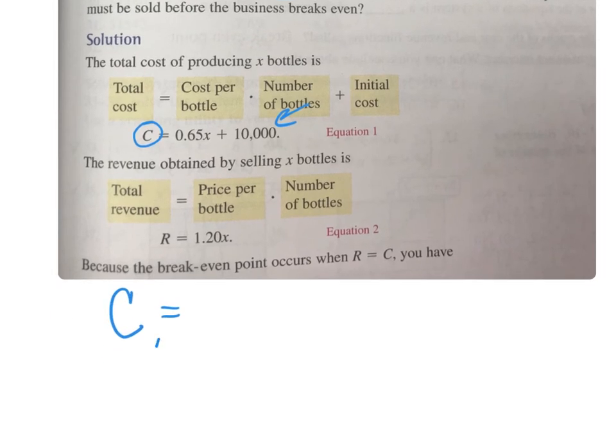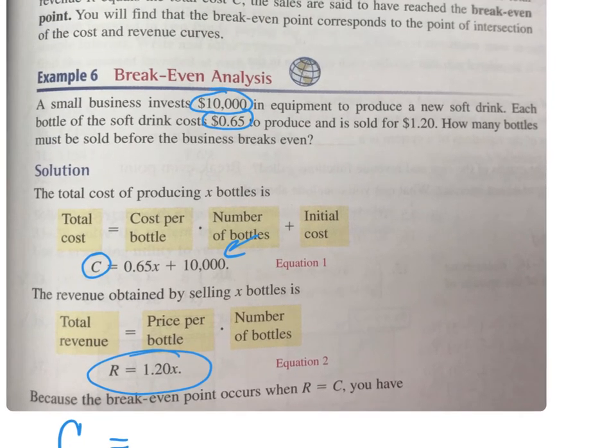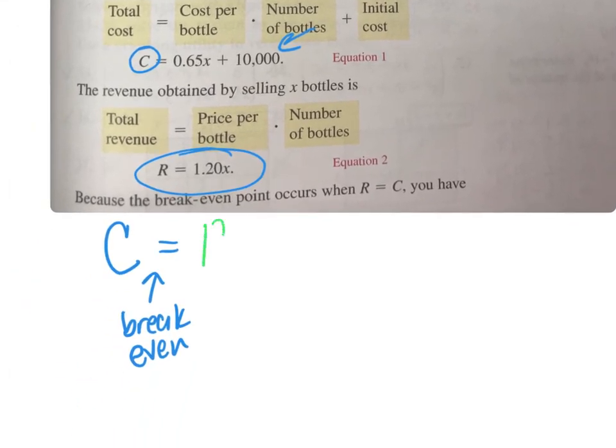When we break even, it's when the cost and the revenue equal each other. Revenue just means how much money you're making. Do you understand down here why the revenue is 1.20x? Because how much money do you make on each bottle of soda that you sell? $1.20. So when they ask you, they're going to give you all the information you need to write the cost, however much it costs to make this product, and then the revenue, however much money you make on each thing that you sell. The break-even point is when they are equal.